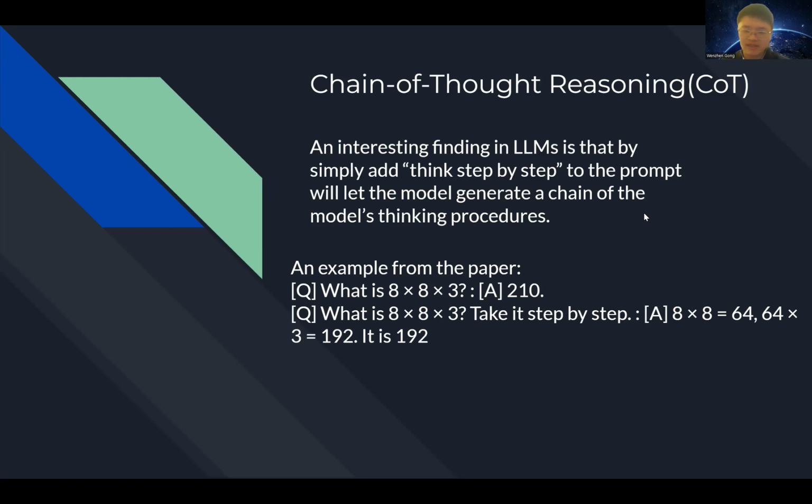Here's an example from the paper illustrating what is chain of thought. The question given to the model is this simple multiplication problem. As you can see, if the model directly generates the answer, it's the wrong answer. But if "take it step by step" is offered to the model in the prompt, the model will take two intermediate procedures, and this adds to the final correct answer.